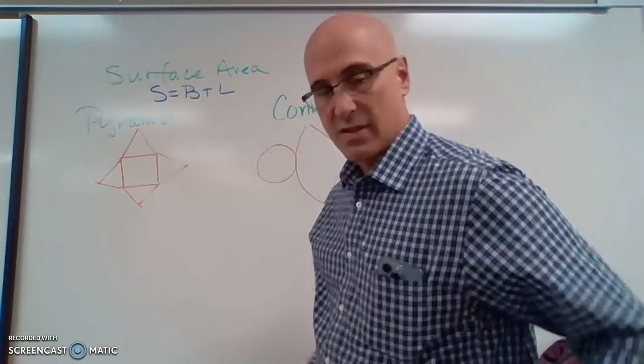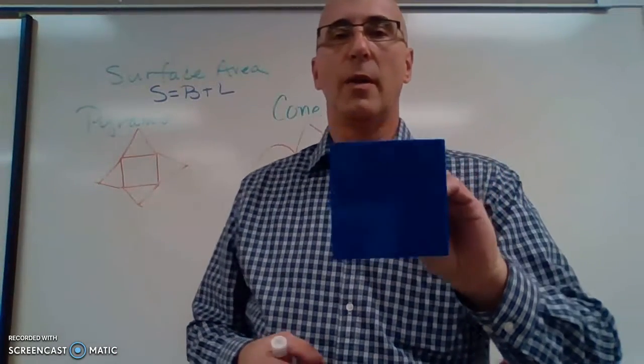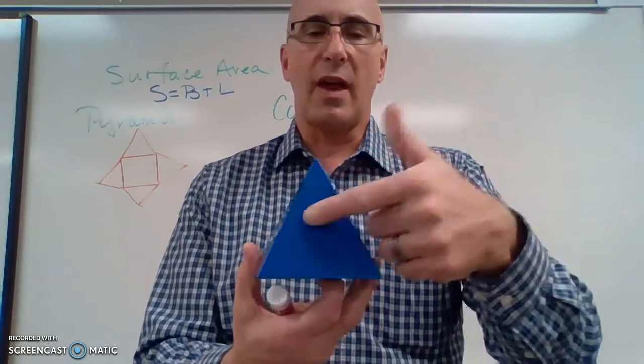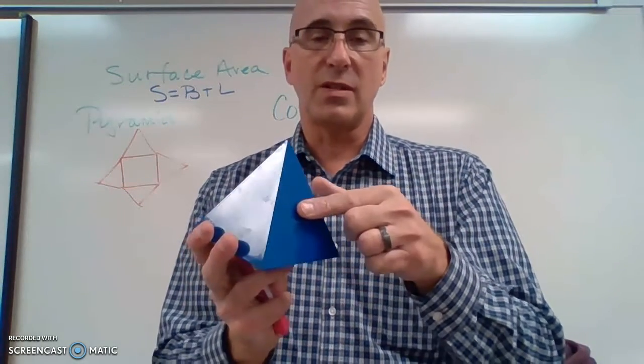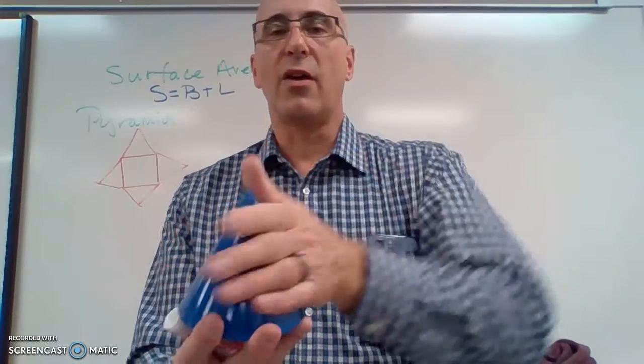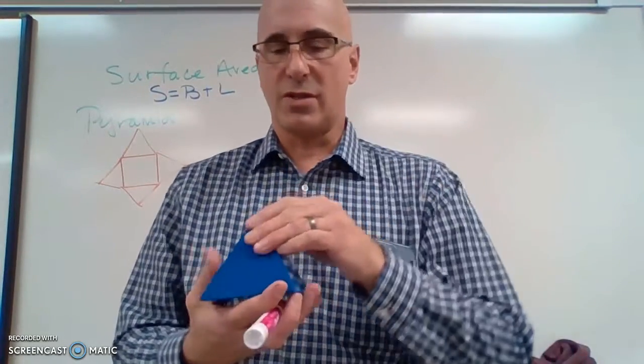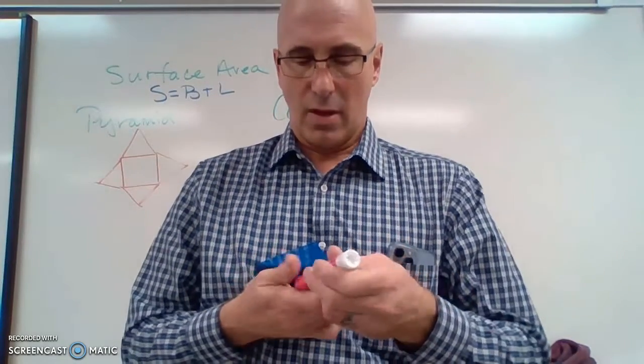So the surface area, we're going to just look at a pyramid here. The surface area is the sum of the area of the base, in this case it's a square, and then all of the lateral faces. So the lateral area. In a cone it is the same thing. It is the area of this circular base and the area of this lateral area. So let's look at first a pyramid.